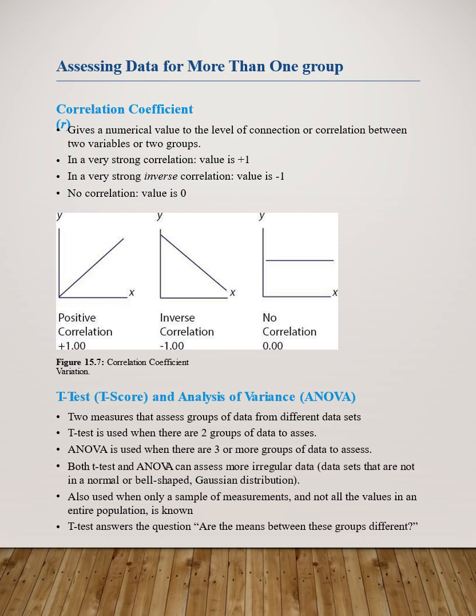We have here on figure 15/7, correlation coefficient variations. We have a positive correlation +1.00, inverse correlation -1.00, and no correlation 0.00. Let's discuss so-called t-test or t-score and ANOVA, or analysis of variance.